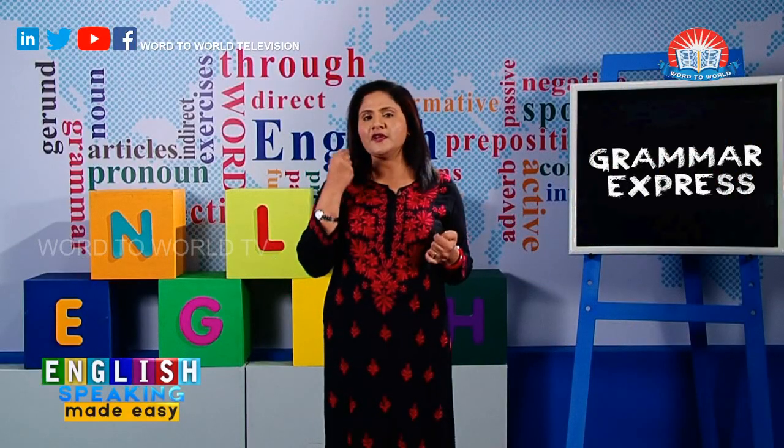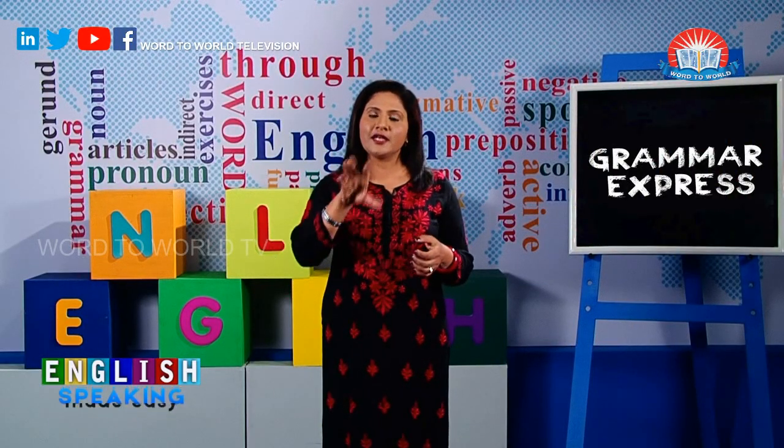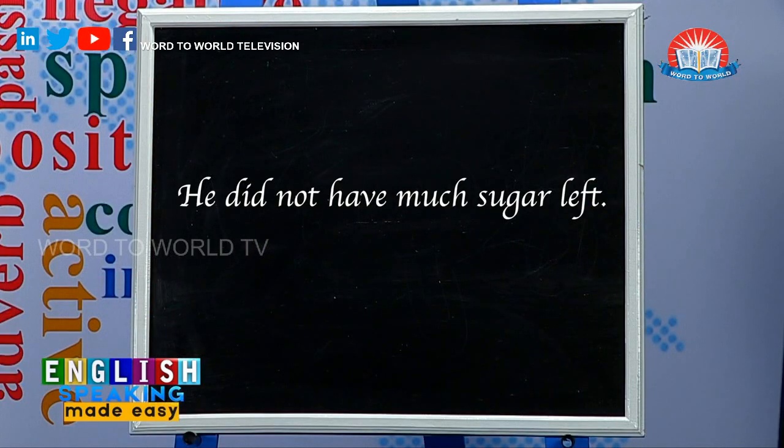So you need to actually learn these words which are used as mass nouns, and this is a very big error you make, and it's a glaring error when you write it down. When you speak, perhaps it gets level, but when you write, it may be a problem. Look at the next sentence. He did not have much sugar left. We didn't use many, we used much. He did not have much sugar left.